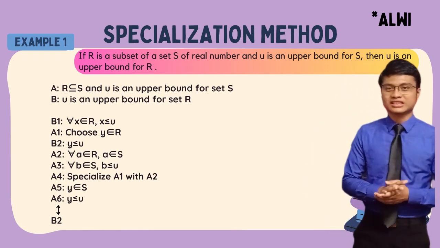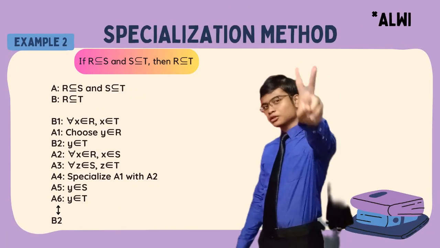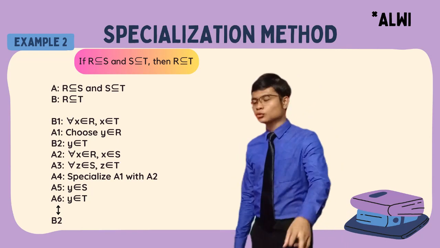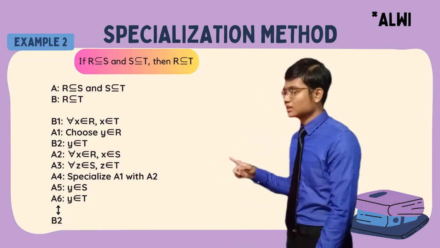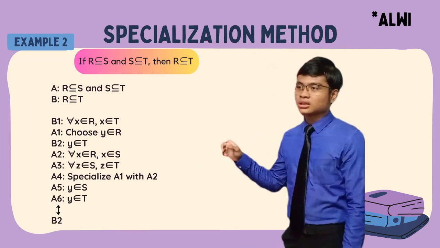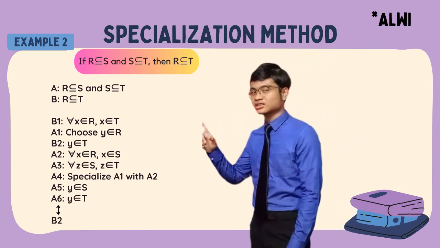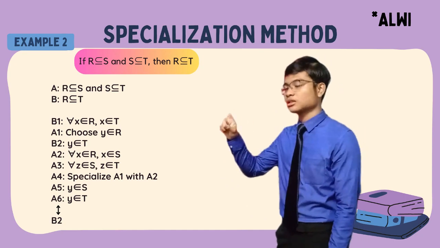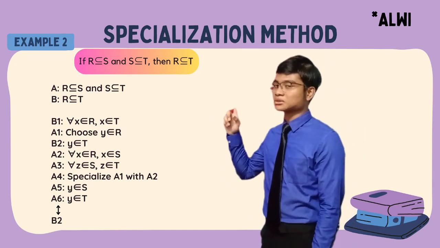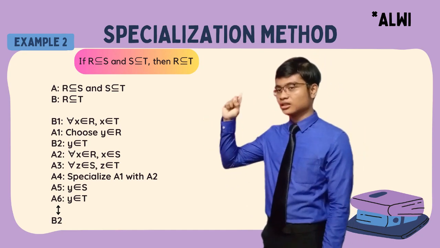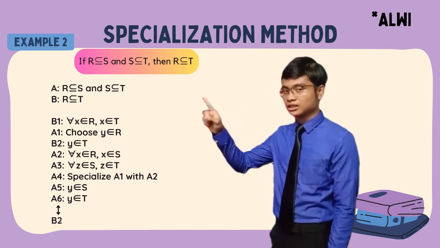Now let's move on to the next example. Example number 2 states that if R is a subset of S and S is a subset of T, then R is a subset of T. The hypothesis here is the first sentence, where it says R is a subset of S and S is a subset of T, and the conclusion would be R is a subset of T.